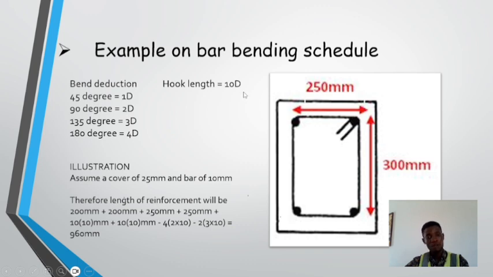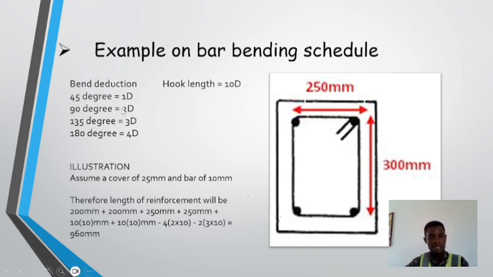So I said the hook length formula is 10 multiplied by D. So 10 multiplied by the diameter of the reinforcement, then minus the bend deduction. So now we know the length we need to cut, but we need to remove the bend deduction. And I said earlier that the reason why we are removing the bend deduction is because we are going to bend, and when you are bending, it's going to shrink. So that shrinkage value of the reinforcement, we are going to remove it.